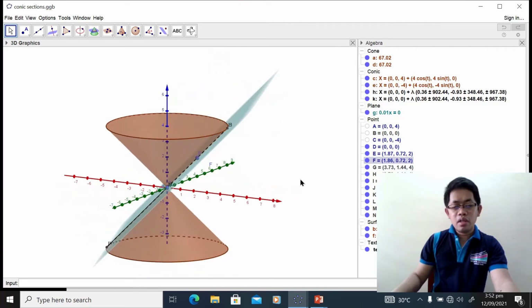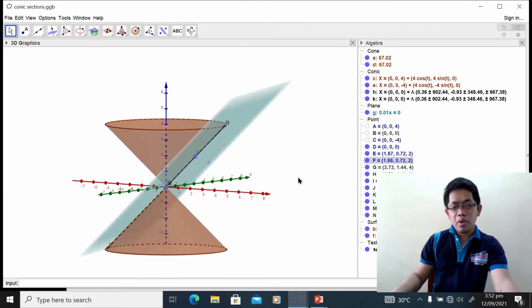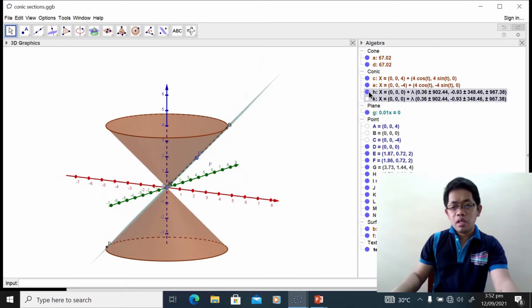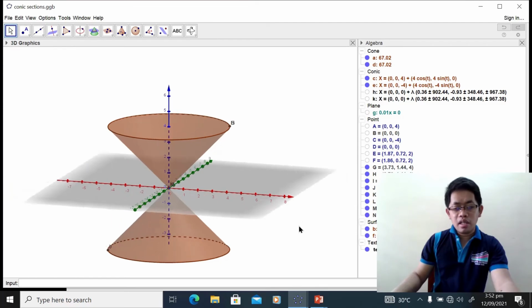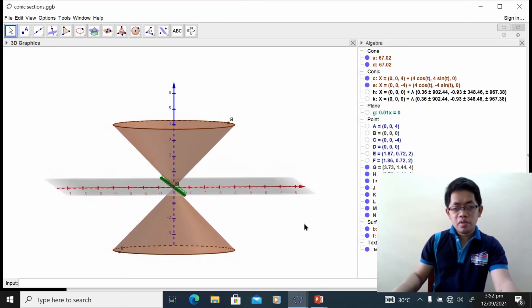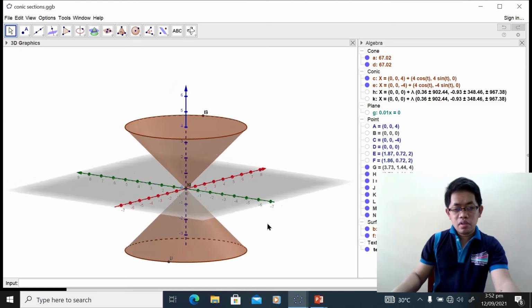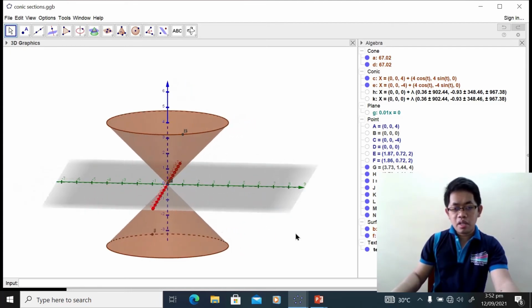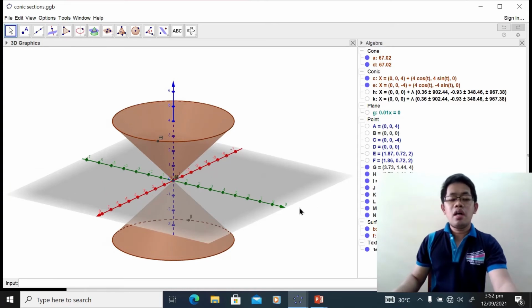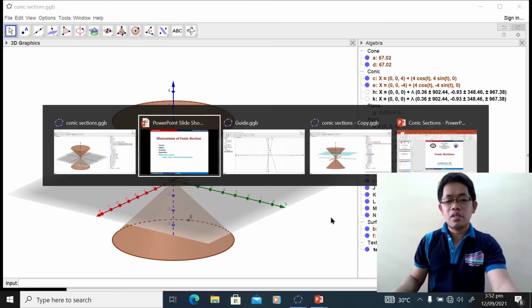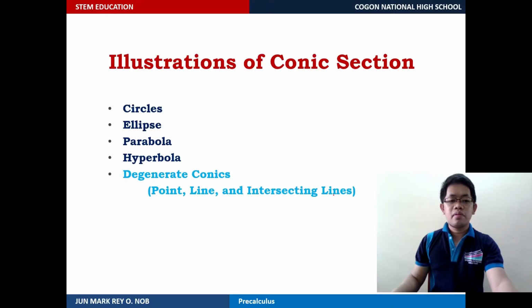Now what about a point? When can we form a point? So basically, a point is formed when we have our plane right here, horizontal also. So what we have right here is actually a point. So now we have illustrated how to form the different conic sections. We're done illustrating circles, ellipse, parabola, hyperbola, and the degenerate conics.